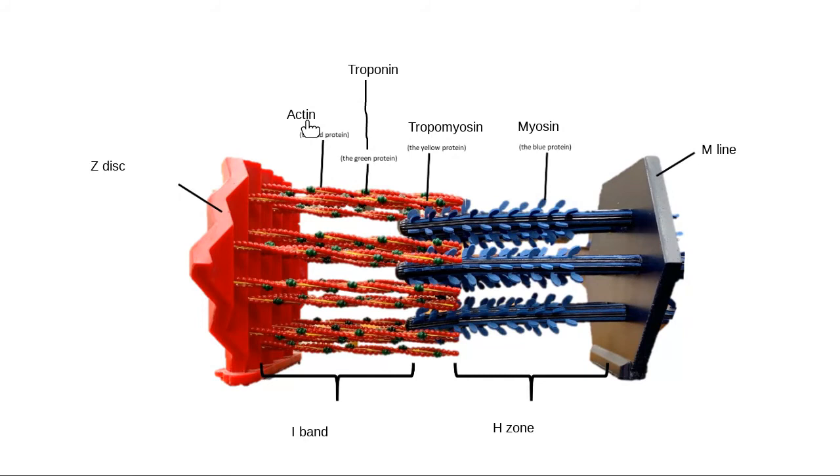Okay, let's pause for a moment. Thin filament, seen here in red with yellow and green. Thick filament, seen here in blue. Remember, thick filament only has one protein. We only have to learn one name. Thin filament has 3 proteins, and each of those proteins do a slightly different job.